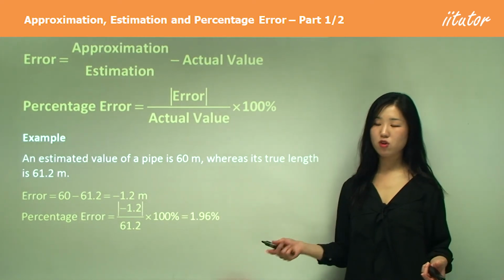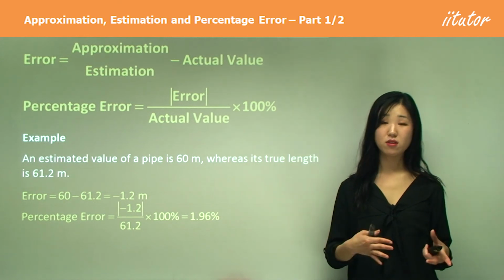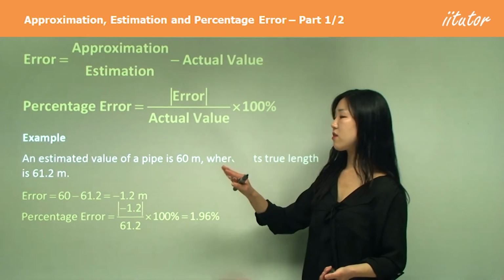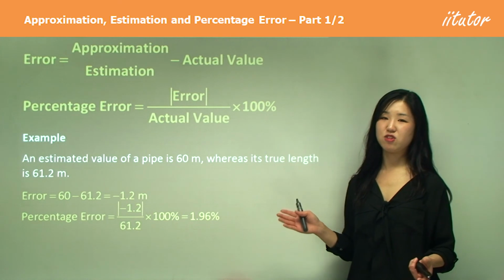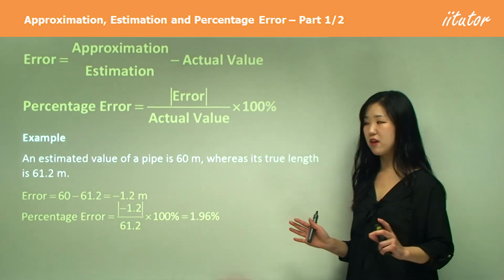So it's a percentage. It's not that bad, is it? 1.96 is a relatively small number. The approximation or the estimation isn't too bad. We can make a judgment on that.